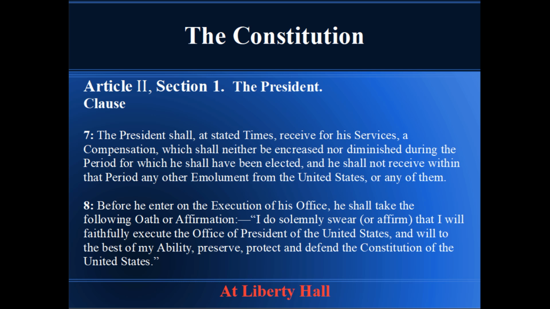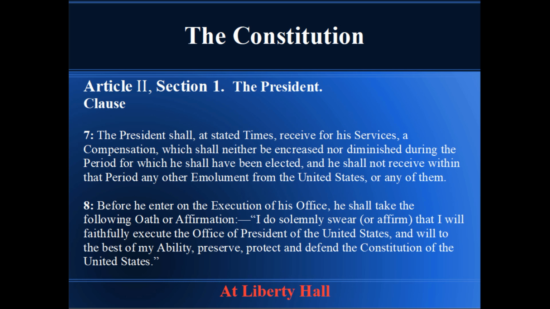Article 2, Section 1. The President. Clause 7. The President shall, at stated times, receive for his services a compensation, which shall neither be increased nor diminished during the period for which he shall have been elected, and he shall not receive within that period any other emolument from the United States, or any of them.